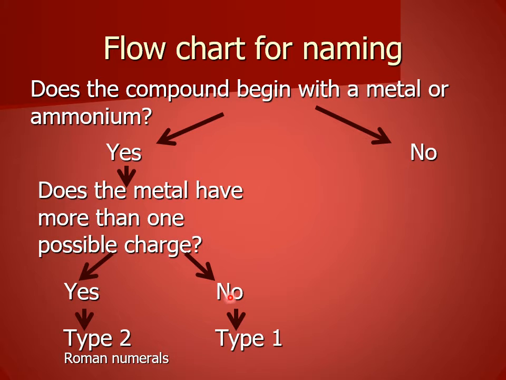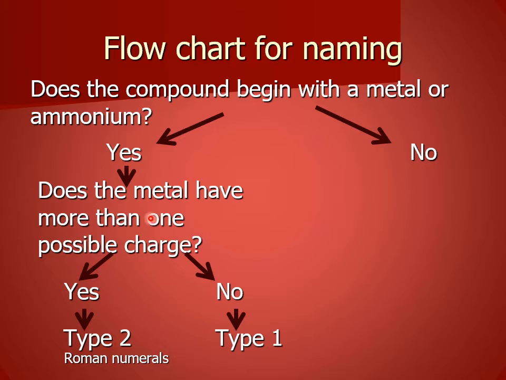So what do I do? The first thing I do is ask myself the question when looking at a formula: does this compound begin with a metal or with ammonium, NH4? If the answer is yes, I have a second question that I ask myself: does this metal have more than one possible charge? If the answer to that question is yes, this compound is a type 2, and if I'm using the stock system of naming, I will need to have Roman numerals in the name in order to indicate the charge.